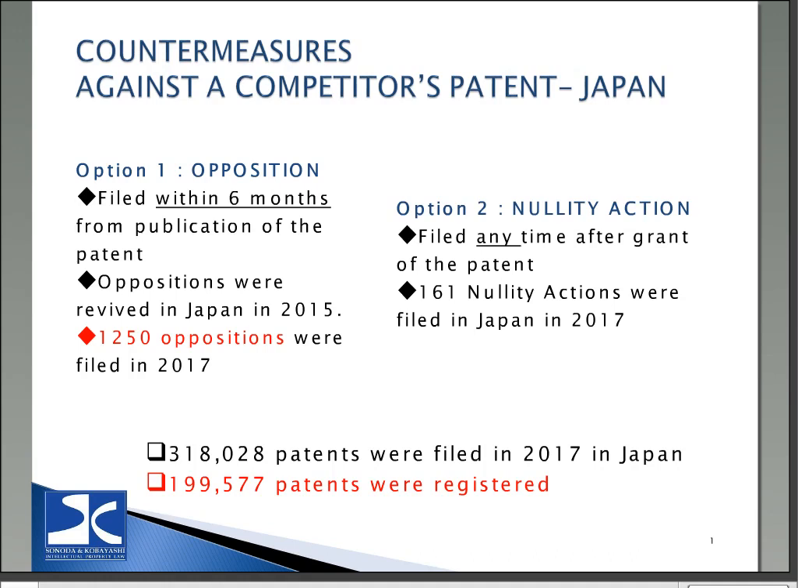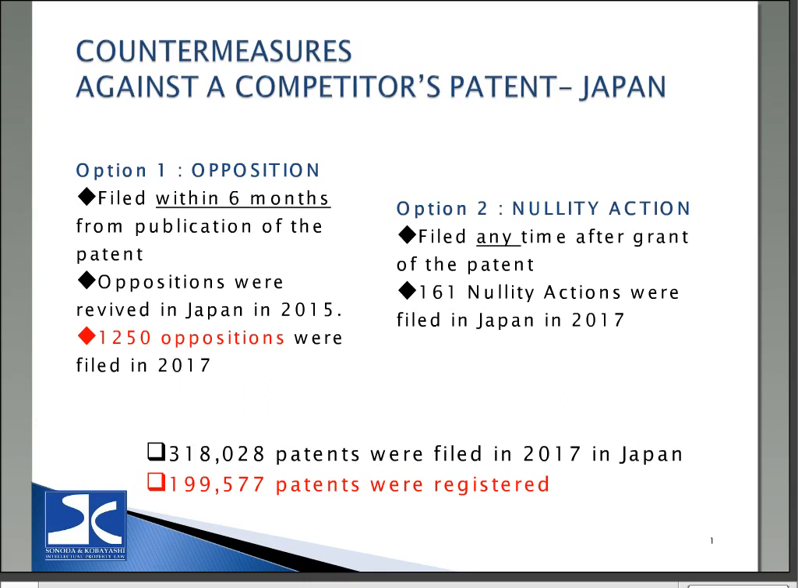The first one is opposition, and very briefly, opposition is different from nullity action by the fact that you can file opposition only within 6 months from the publication of the patent. So you must do it quickly. And there were 1,250 oppositions filed last year.